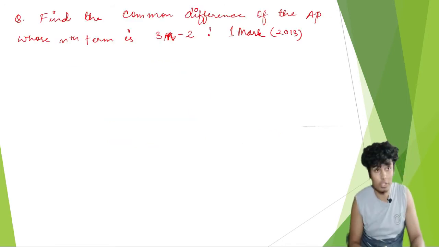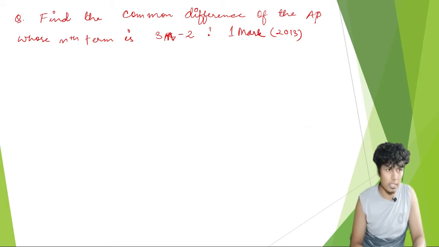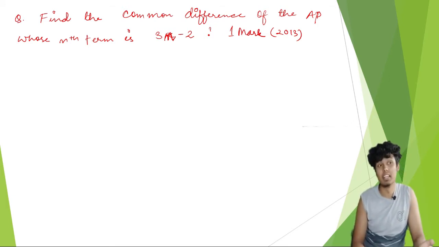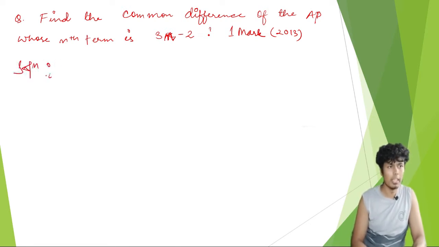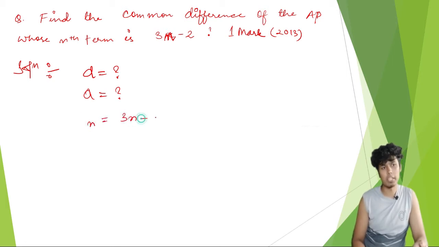So let us move forward and do one question from exercise 6.1, which is asked in exam. Find the common difference of an AP whose nth term is 3n minus 2. Solution. What is the question asking? It is asking us to find the value of d, the common difference. Do we know the value of a? We don't have it. What do we have? The nth term, an, is equal to 3n minus 2.